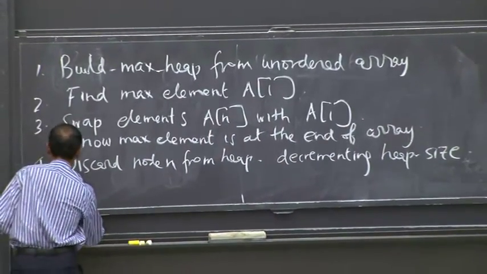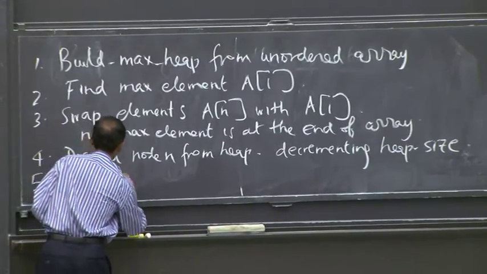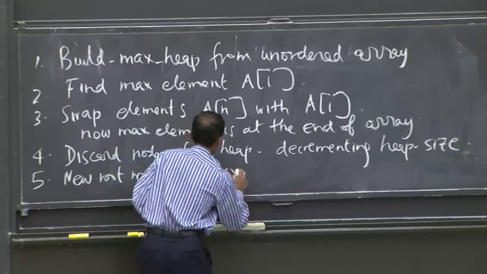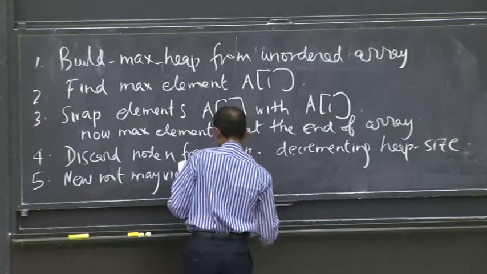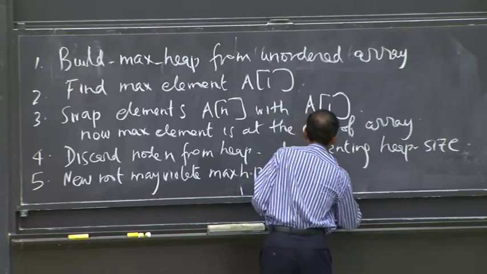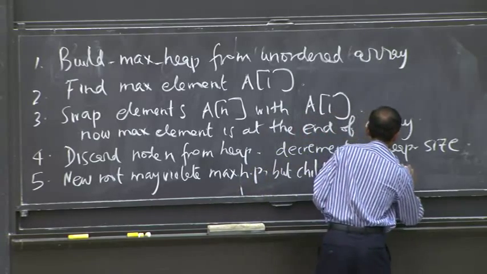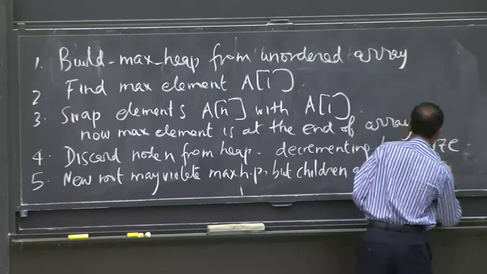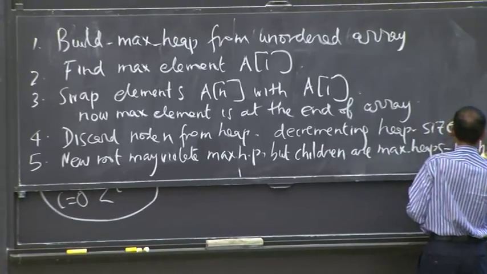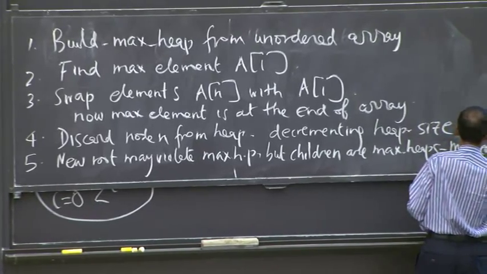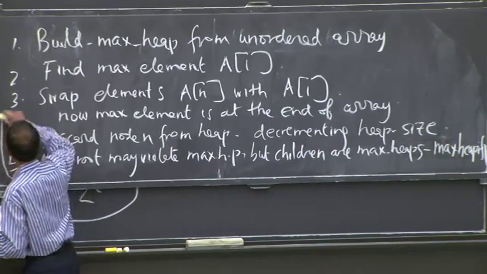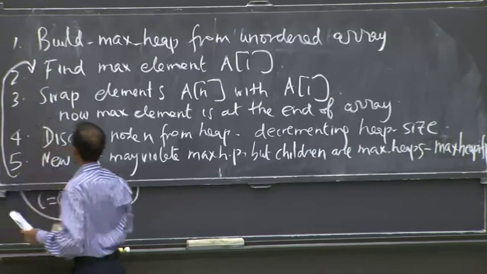Now the new root, which after the swap may violate the max heap property, the MHP, but the children are max heaps, because that's the one node that can possibly violate it. So what that means is we can run max-heapify to fix this. And that's it. Once you do that, you go back to that step.